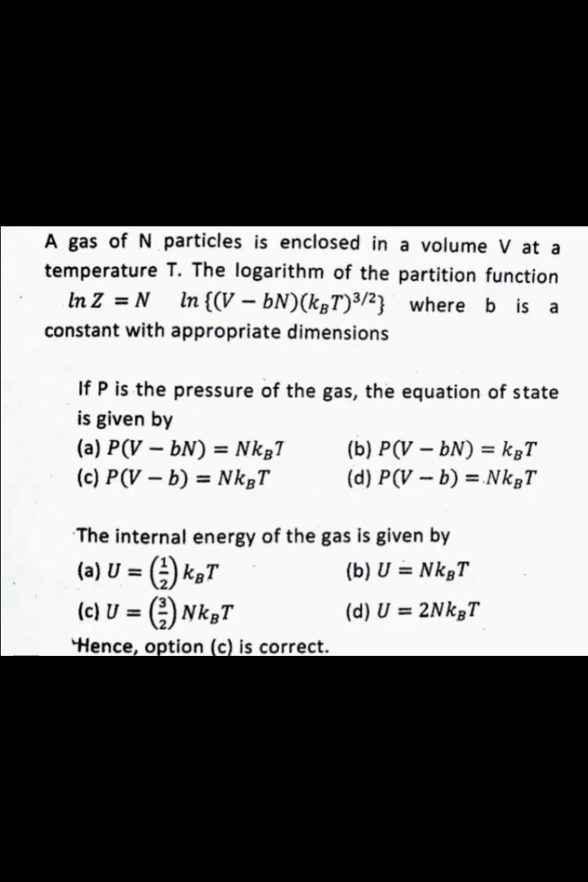The first question is, a gas of n particles is enclosed in a volume V at a temperature T. The logarithm of the partition function ln Z is equal to n ln of [V minus Bn (kBT)^(3/2)], where B is a constant with appropriate dimension. If P is the pressure of the gas, then the equation of state is given by dash and the internal energy of the gas is given by dash.